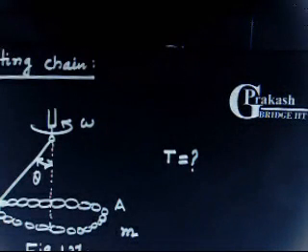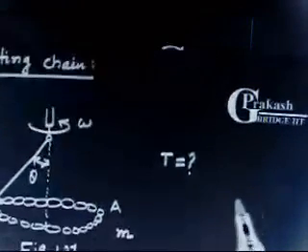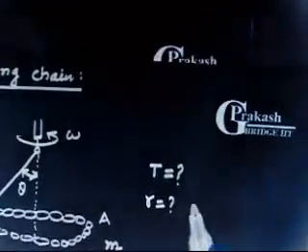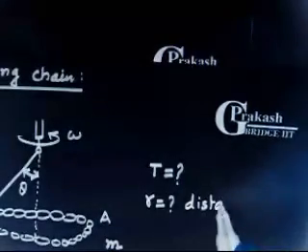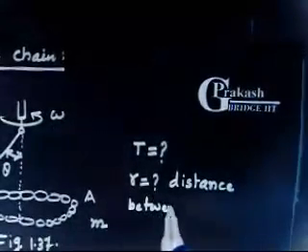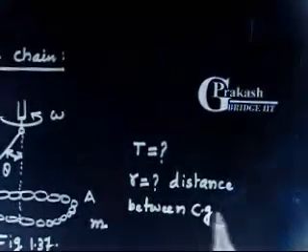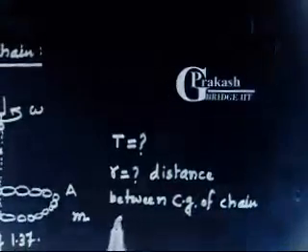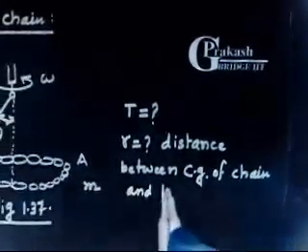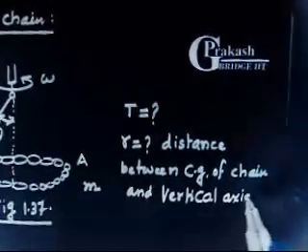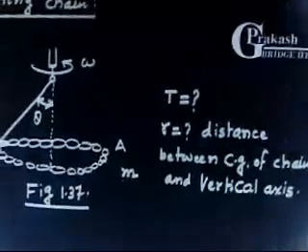And the second part of the question says find the distance between chain center of gravity and rotation axis. So let us say R is the distance, we have to find R. And what is R? This is the distance between the CG of chain, center of gravity of chain, and the vertical axis. So let us see how we will proceed for this problem. So you think slightly.